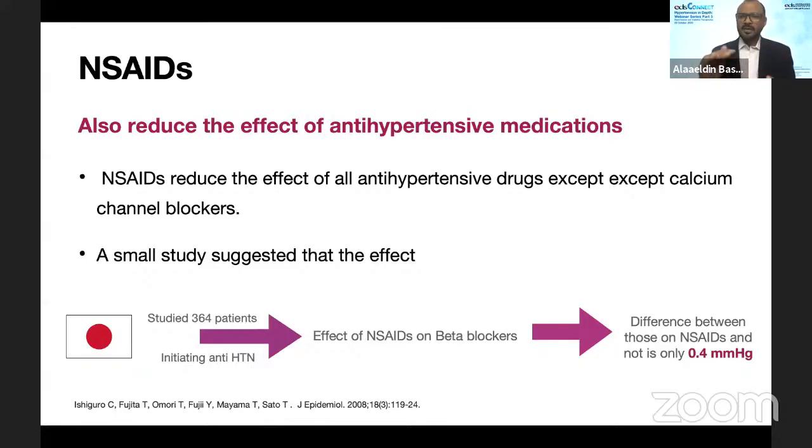And they found that the difference between the group that received non-steroidal anti-inflammatories and the group that did not receive the non-steroidal anti-inflammatories is minimal. It's only 0.4 millimeter mercury. So even if it has an effect on beta blockers, it's minimal. However, most of the other studies say it has a significant effect on beta blockers.